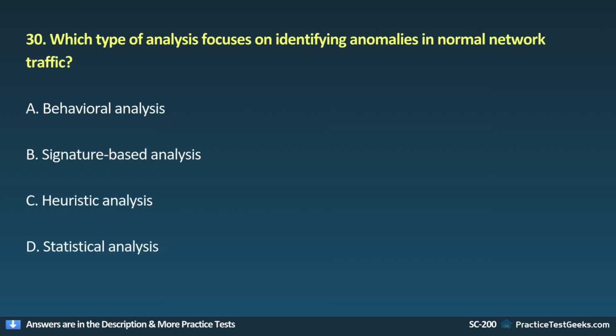30. Which type of analysis focuses on identifying anomalies in normal network traffic? A. Behavioral analysis. B. Signature-based analysis. C. Heuristic analysis. D. Statistical analysis.